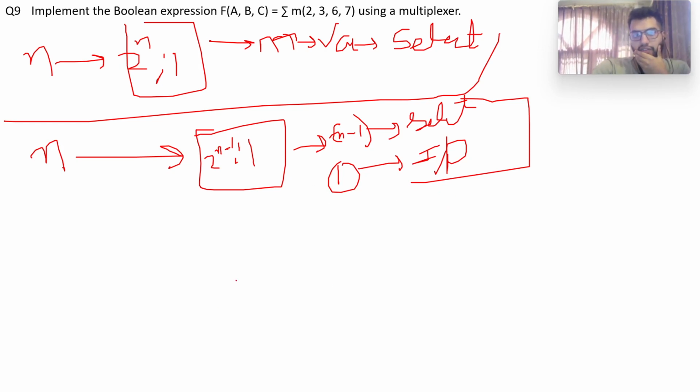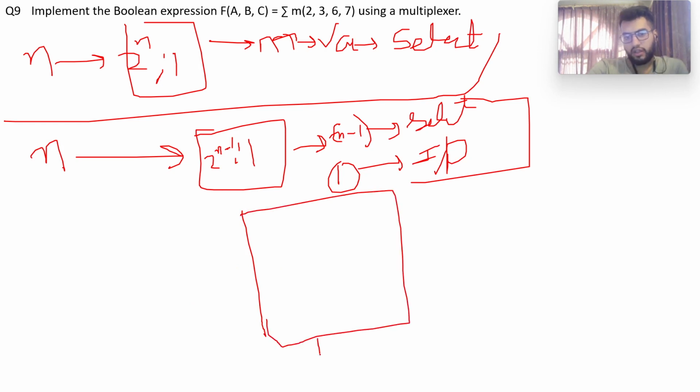Now we have to implement f of ABC using an 8 is to 1 mux, let's just say. So we have an 8 is to 1 mux, so that is 2 raised to power 3. So my inputs are A, B, C, and now I need to input, here are my input pins I0, I1, I2, so on up to I7.